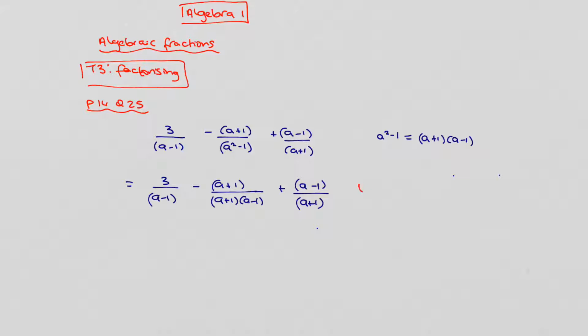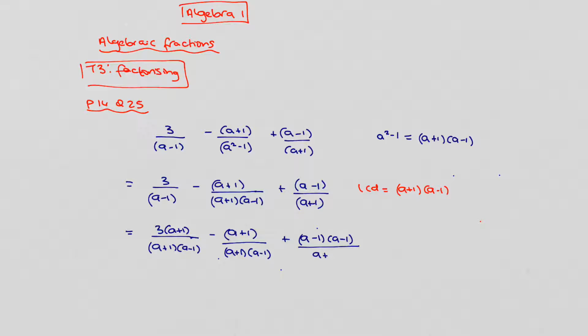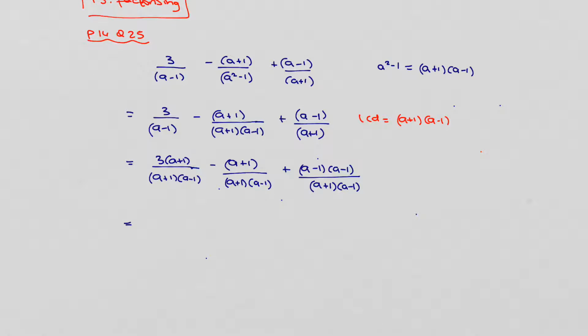So now we can see very simply that the lowest common denominator is a plus 1 by a minus 1. So I need to multiply the top and the bottom of the first fraction by a plus 1. And I need to multiply the second one by nothing, because it already has the lowest common denominator. And the third fraction I need to multiply above and below by a minus 1. So now it's all over the same lowest common denominator.